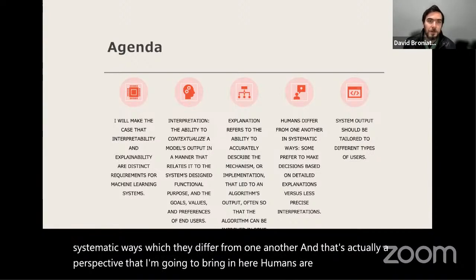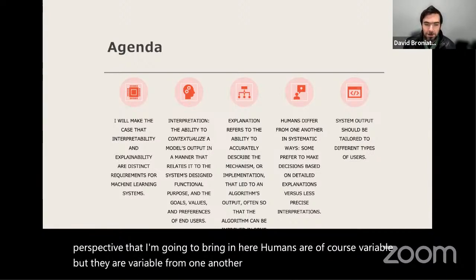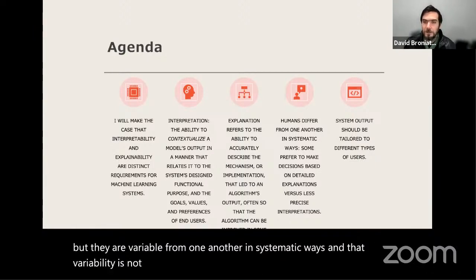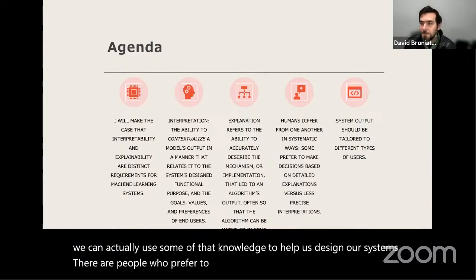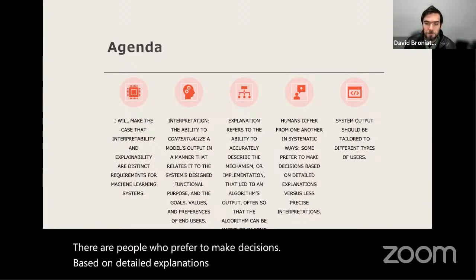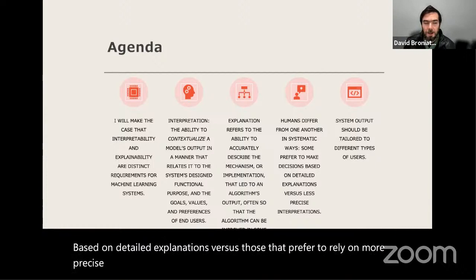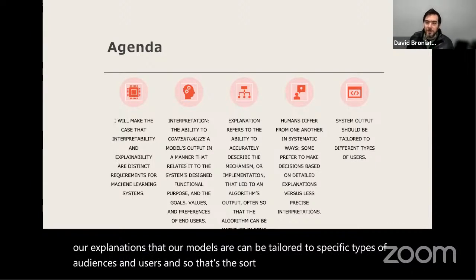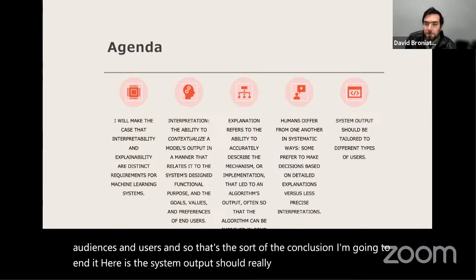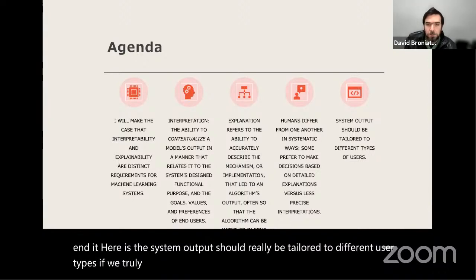Humans are, of course, variable, but they are variable from one another in systematic ways. And that variability is not infinite. And so because humans differ in systematic ways, we can actually use some of that knowledge to help us design our systems. There are people who prefer to make decisions based on detailed explanations versus those that prefer to rely on more precise interpretations. And what that means is that the interpretations and explanations that our models are generating can be tailored to specific types of audiences and users. And so that's the conclusion I'm going to end with here: the system output should really be tailored to different user types if we truly want interpretable and explainable AI.